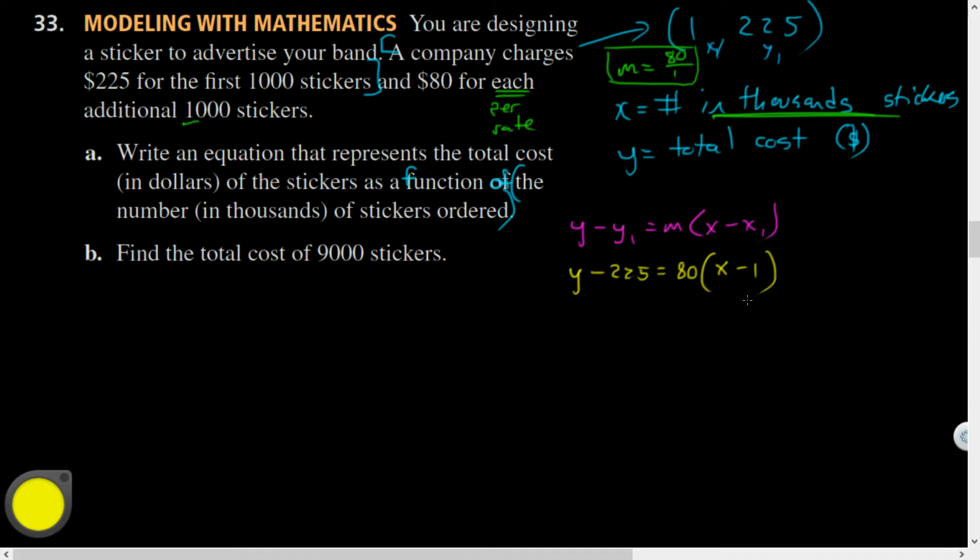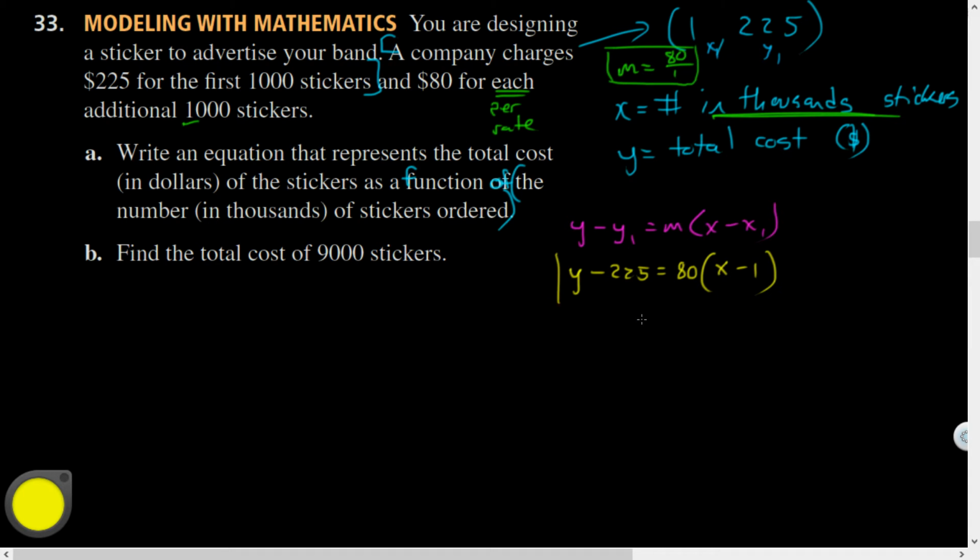X minus 1. So here's an equation that represents this situation perfectly. Notice that the starting info I had was a fact, one particular number, the cost for 1,000 stickers. I wrote that as a point, and then I also knew a rate after that. So that was my slope. So here's my equation. Technically, I'm done.